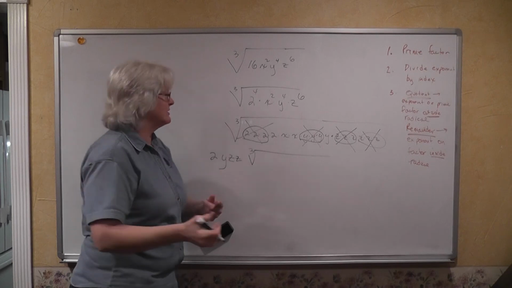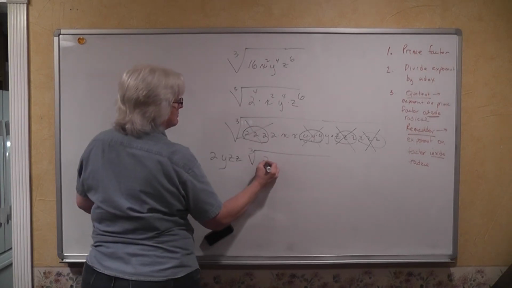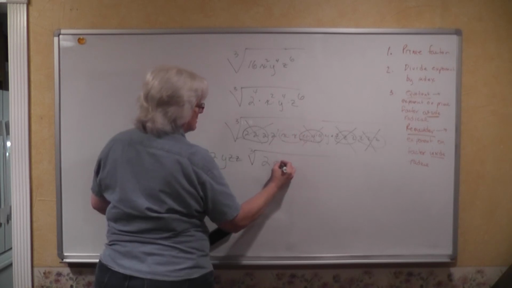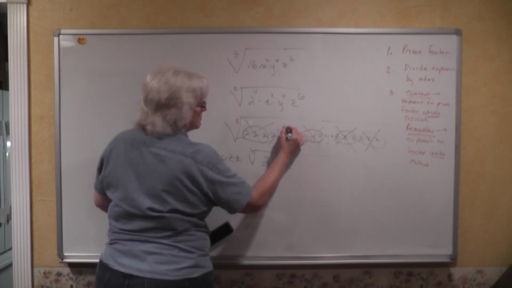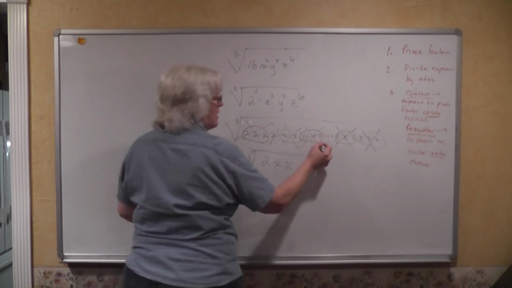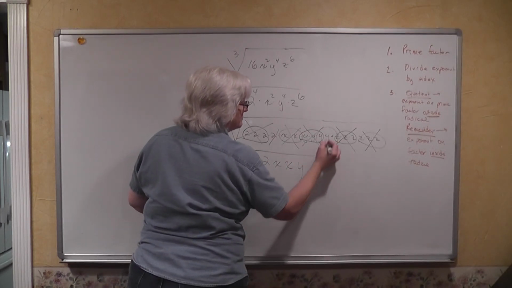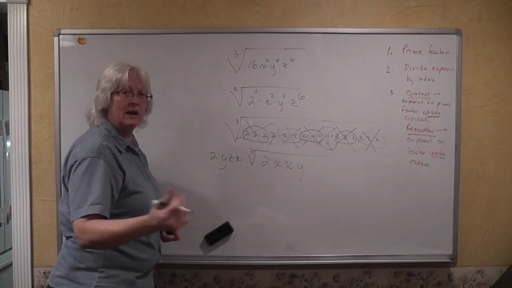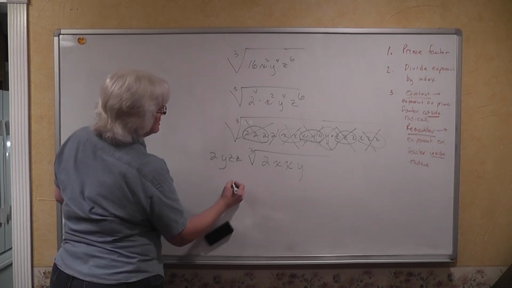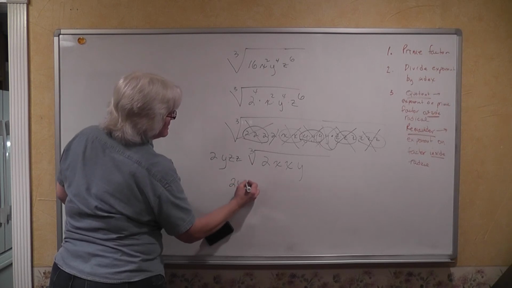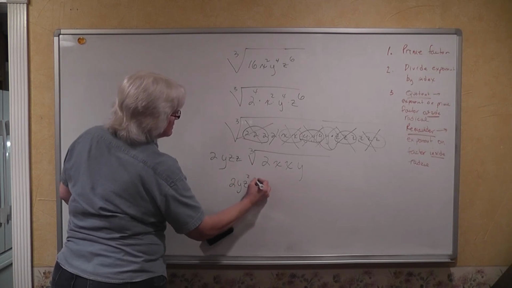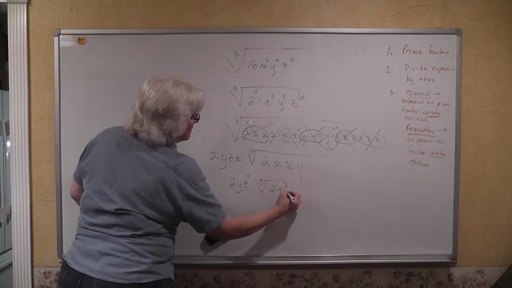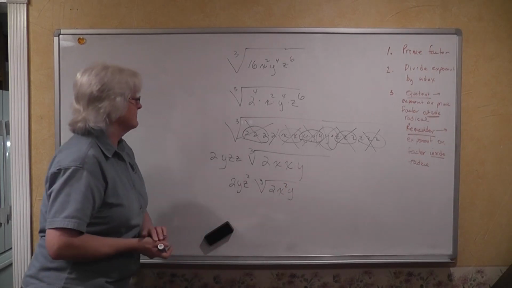Now, what do we have left inside? We have a factor of 2. We have 2 factors of x. We have 1 factor of y. And we've used up all of our factors of z. Now let's use exponential notation. 2yz squared times the cube root of 2x squared y.